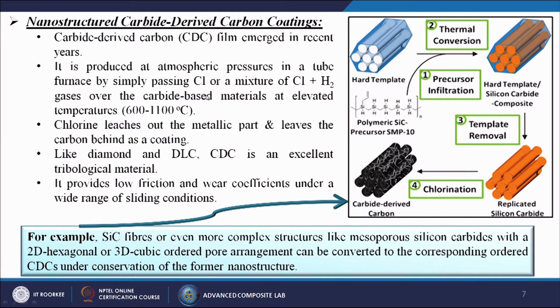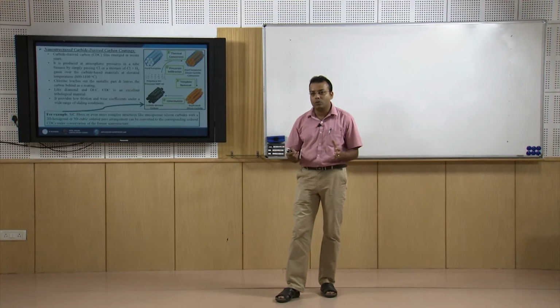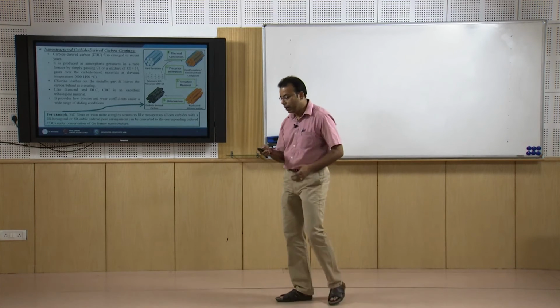So, the right hand side shows examples like silicon carbide fibers or even more complex structures like mesoporous silicon carbides with a 2D hexagonal or 3D cubic ordered pore arrangement, which can be converted to the corresponding ordered CDCs under conservation of the former nanostructure. So, here we first take the precursors, then we do the thermal conversion, then hard template silicon carbide is formed, then we remove those templates and do the chlorination. So, removing the chlorine on the surface, we get the carbide derived carbon materials. Like this way we are modifying those nanoparticles.